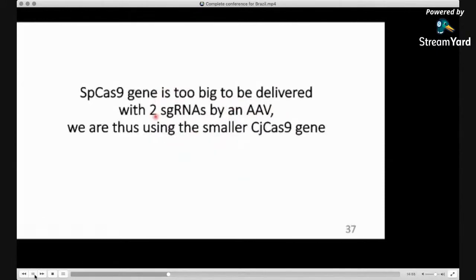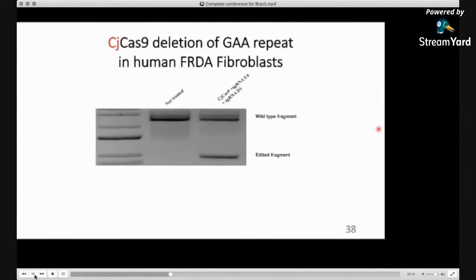The SpCas9 gene is too big to be delivered with 2 single guide RNAs by a single AAV. We are thus currently using the smaller CjCas9 gene to remove the trinucleotide repeat in intron 1 of the frataxin gene. Using this smaller Cas9 nuclease, we are also able to remove the trinucleotide repeat in intron 1 of the frataxin gene.